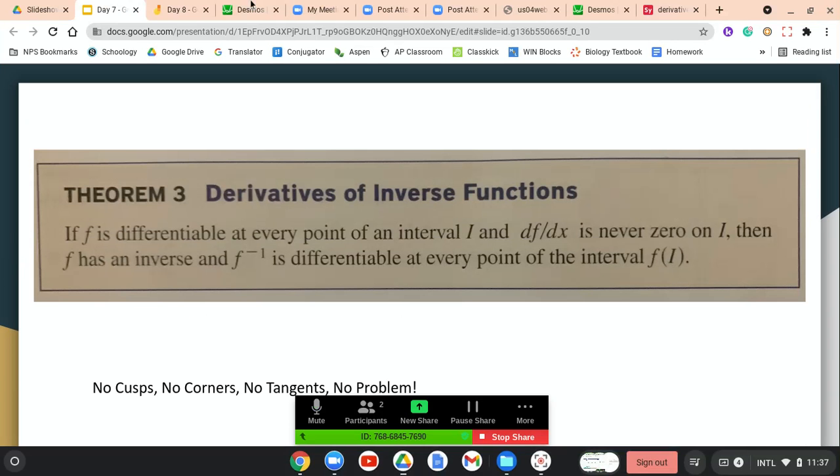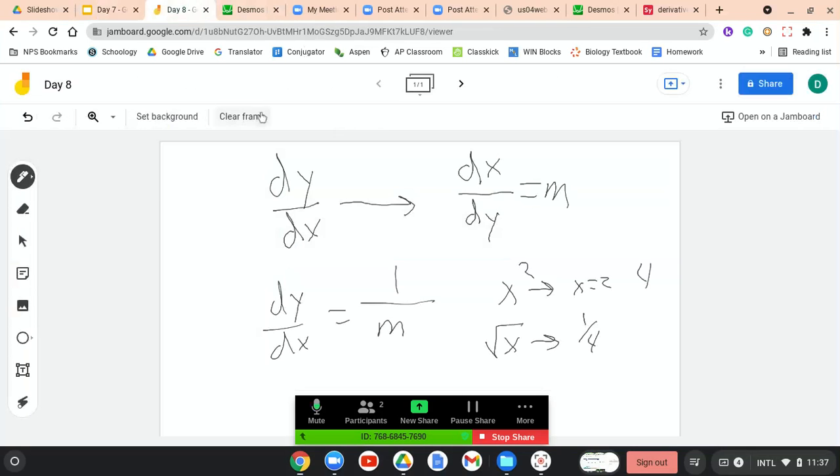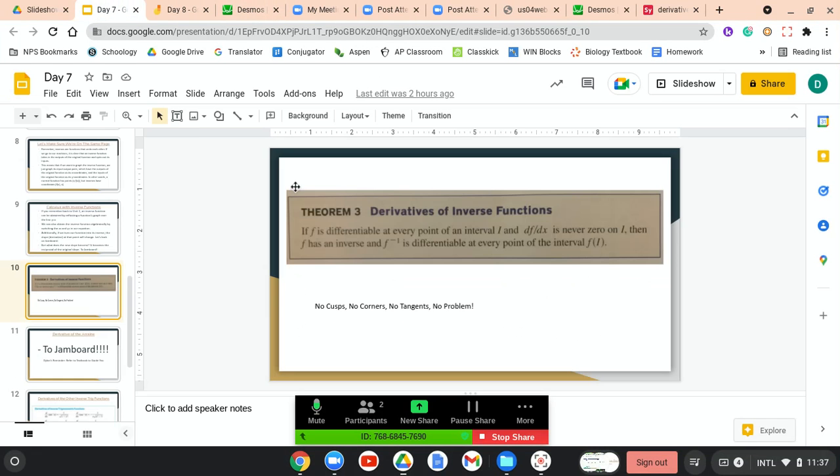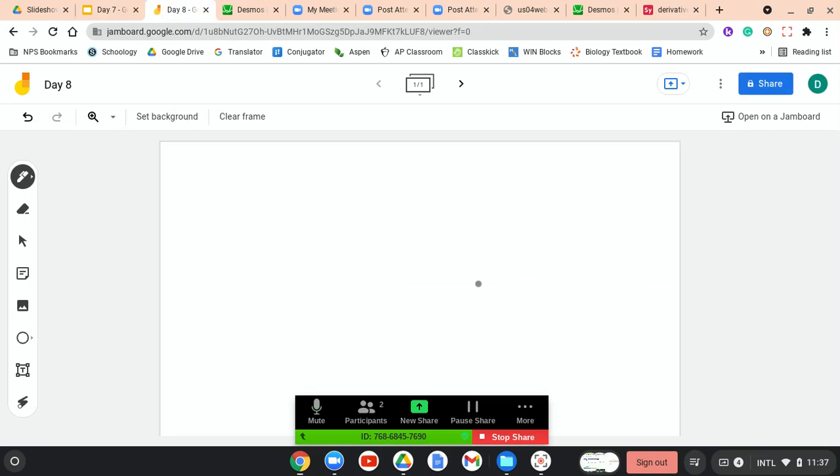All right, so let's look. This is a theorem. This is the last theorem we're going to learn today, but we're not going to look at it. We're going to try and discover it ourselves because I think it's cool to discover it ourselves. Sounds good. All right, so I'm going to draw a function.